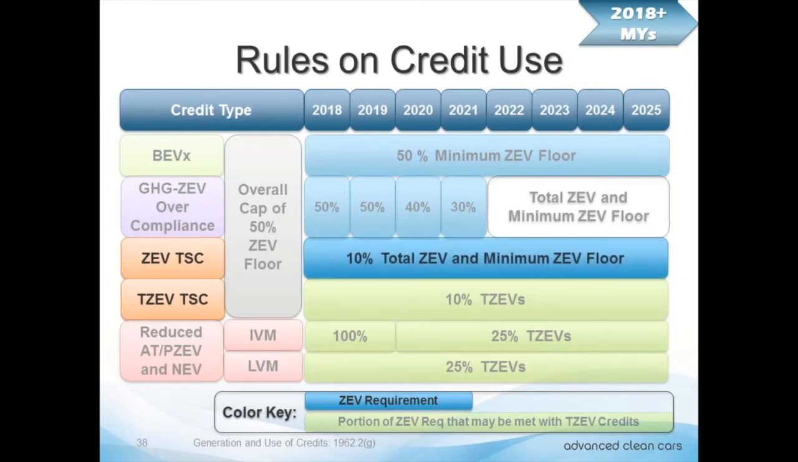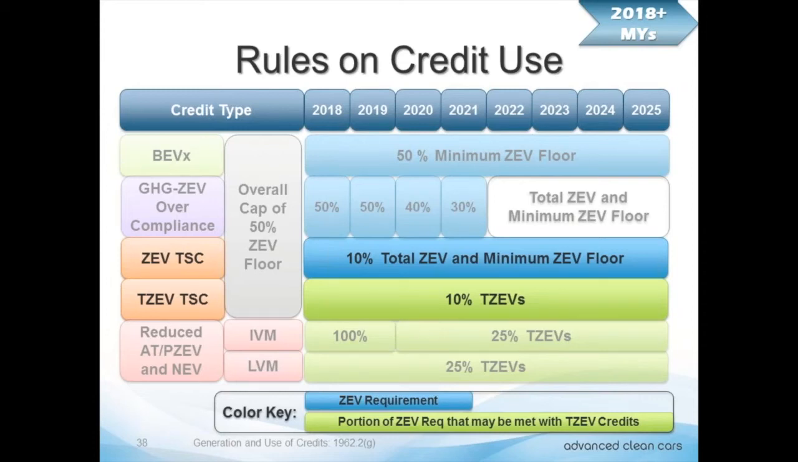Transportation system credits earned from ZEVs, or ZEV TSCs as they're listed in the chart, may be used to meet up to one-tenth of a manufacturer's total ZEV requirement and may only be used to meet up to one-tenth of a manufacturer's ZEV-specific ZEV requirement in any given model year. This credit cap is similar to that of GHG ZEV overcompliance credits, where there is a cap on the manufacturer's total ZEV percentage requirement, but also on a portion of the manufacturer's ZEV-specific ZEV requirement. Transportation system credits earned for TZEVs, or TZEV TSCs as they're listed in the chart, can be used to meet up to one-tenth of a manufacturer's ZEV requirement that may be met with TZEV credits.